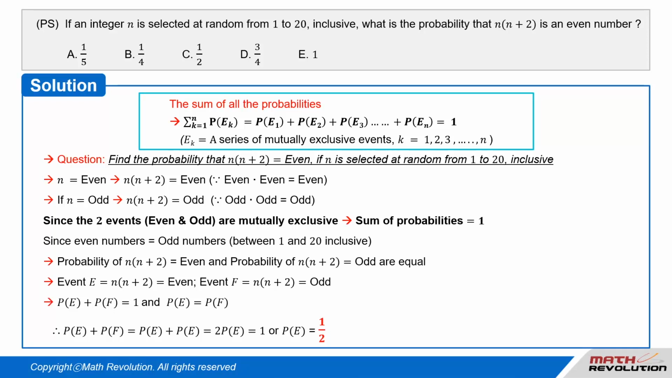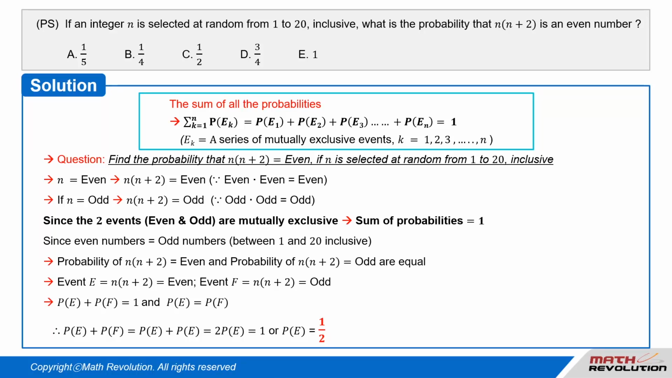Assume E and F are sets of events in which n times n plus 2 is an even number and an odd number respectively. Also let the probability of E be the probability that event E will occur, and the probability of F be the probability that event F will occur. Then we have probability of E plus probability of F equals 1, and probability of E equals probability of F.